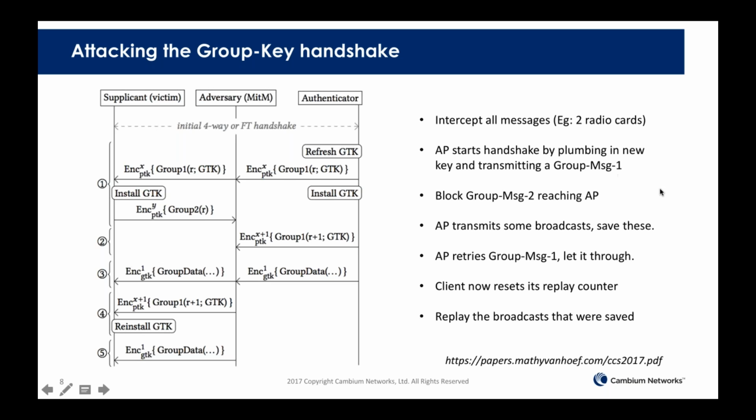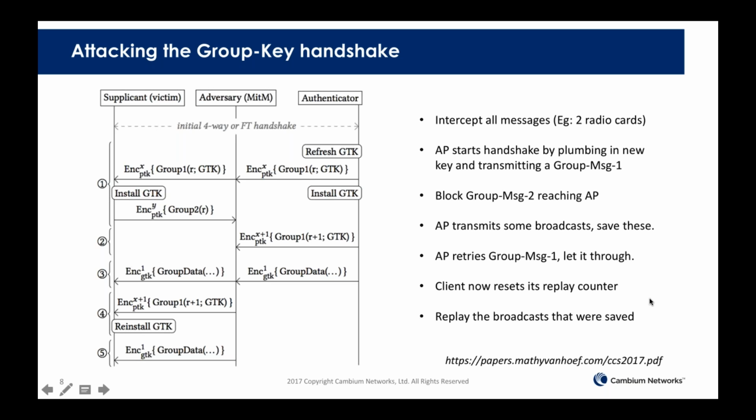So in this case, the AP starts the handshake by adding its new encryption key, the new broadcast and multicast key, and by transmitting the group message one across to the clients. So the client installs this new group key and sends an acknowledgement back. The attacker blocks the message two back from going back to the AP. In the meantime, the AP has been transmitting encrypted packets. So the AP doesn't know that the packet is being blocked.